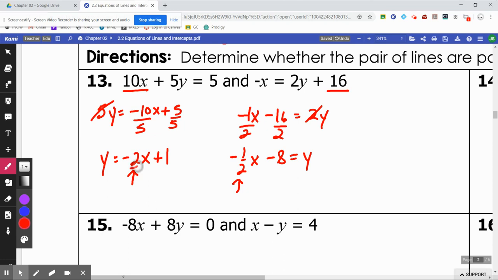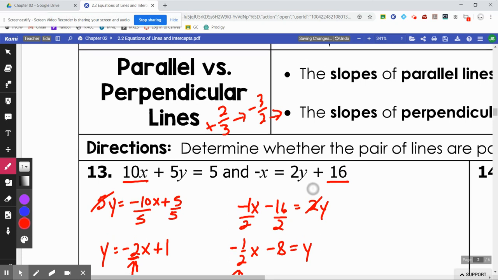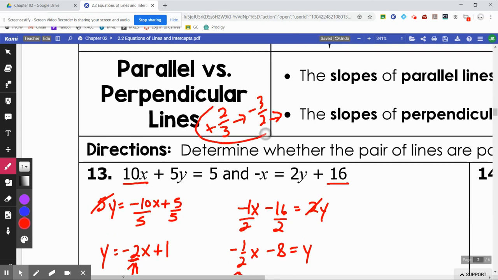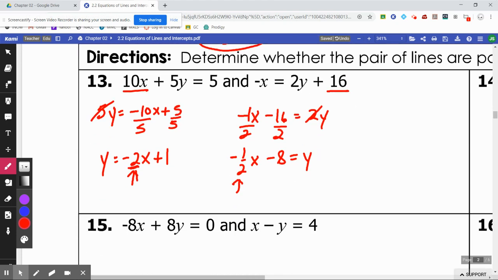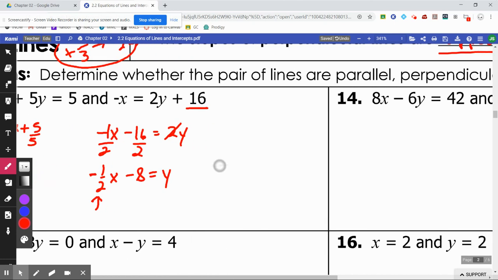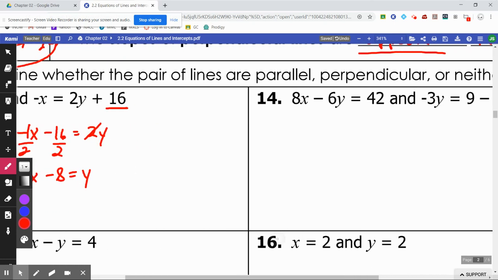So I have negative 2 over 1, and I have negative 1 over 2. But be careful, because when you're dealing with perpendicular, they have to be opposite reciprocals, meaning one positive, one negative. Here, both of them are negative. They are reciprocals, but they're not opposite reciprocals. So these would be neither. They're not parallel nor perpendicular. They were nearly perpendicular.